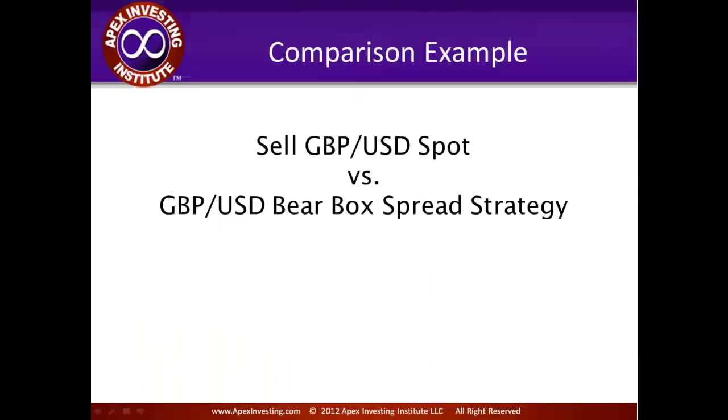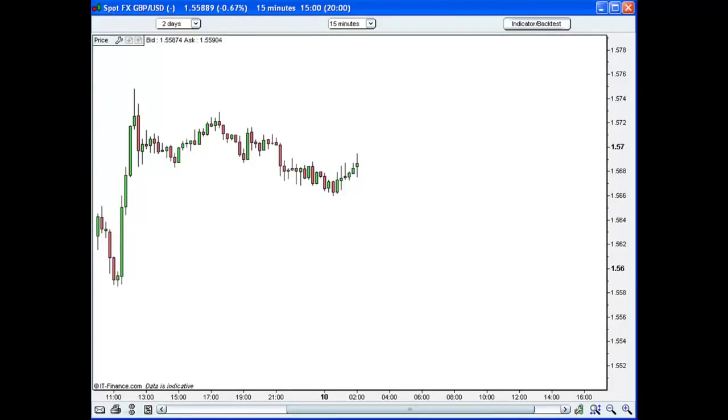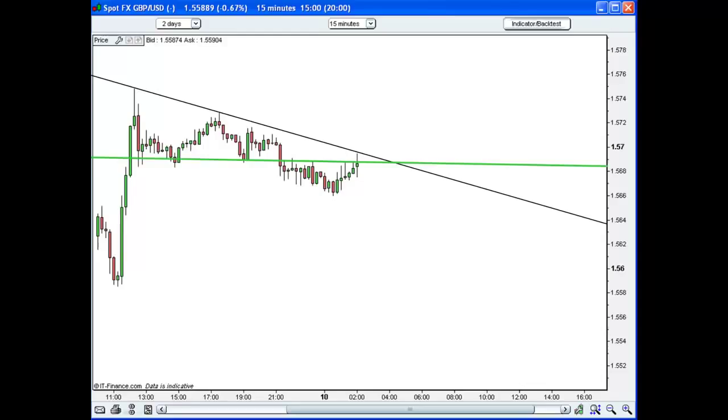So now let's compare the pound dollar spot to a pound dollar bear box spread strategy. Okay, so we're going to go short the pound dollar. So you're looking at your setup here, you pull up your charts, you've got a trend line going on. You look at that and you're like, all right, I think I'm ready to go short on this trend line here. And you look at the setup and everything. So you're looking, okay, I'm going to go short right about this price level.